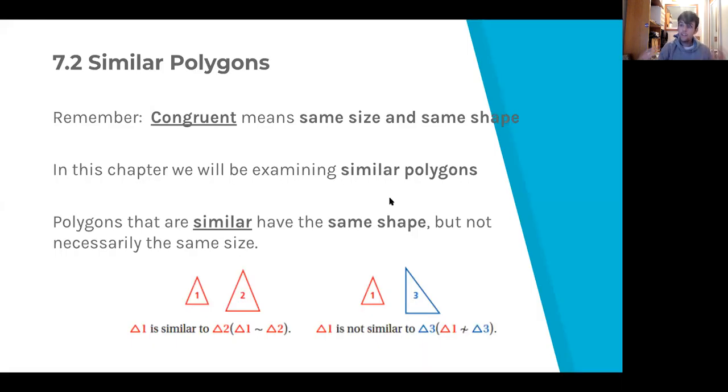All right, so the next section we'll be getting into is similar polygons. I'm not going to get that started right now. We'll pick that up in part 2.